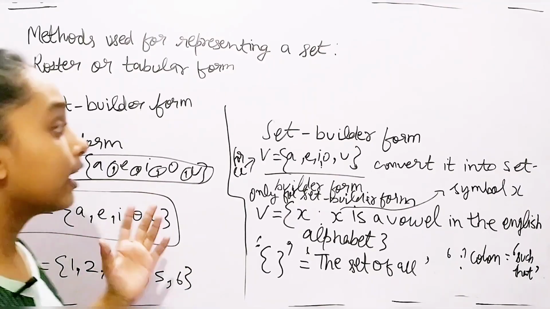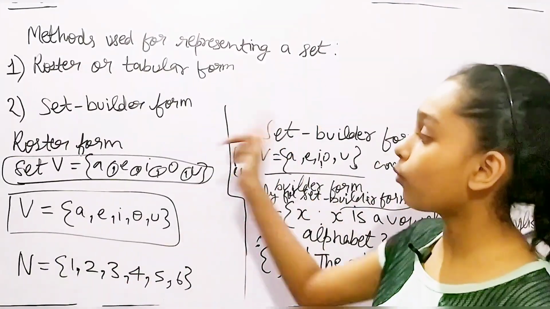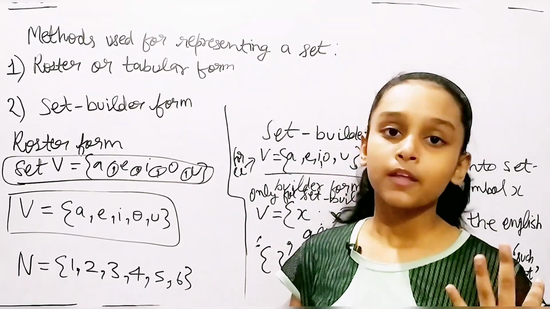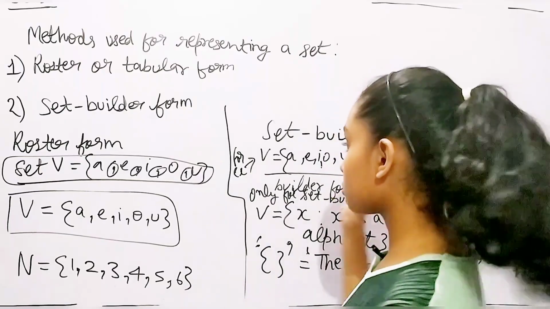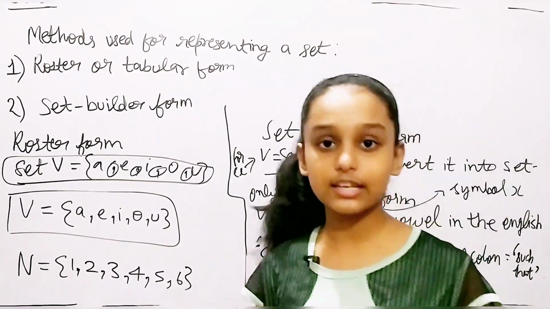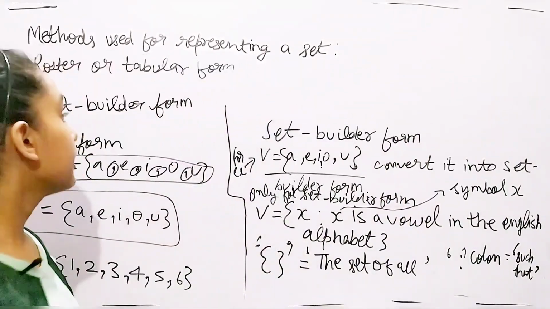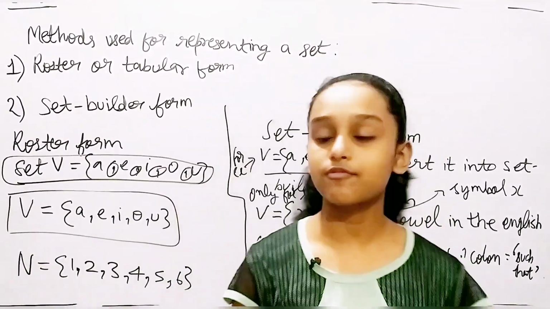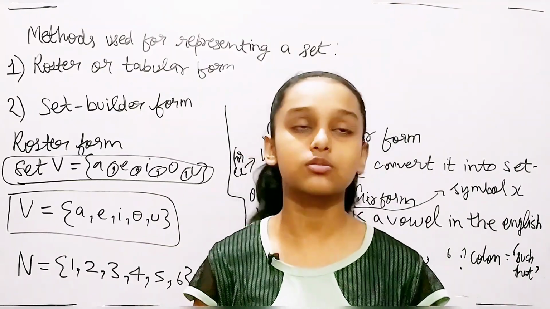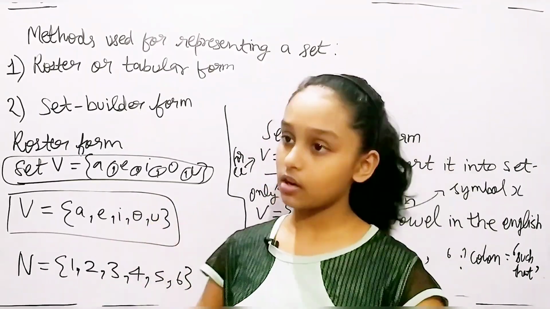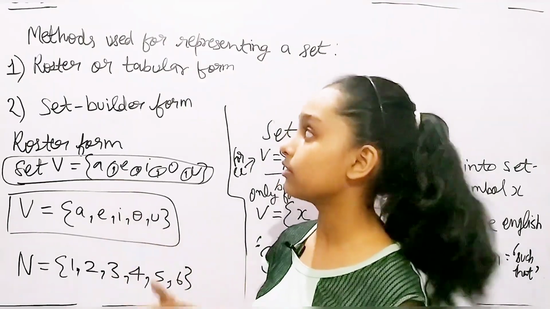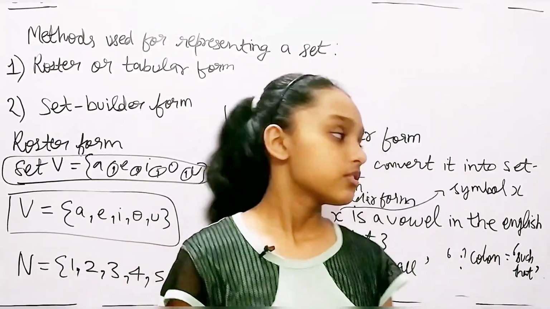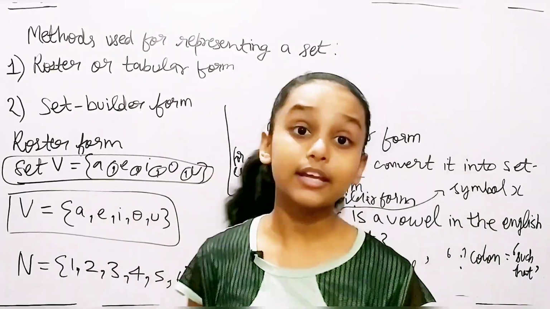I hope you all have understood set builder form and roster form, because they were actually the easiest methods. We just discussed these four methods in the easiest way. That's all for today, and in the next video we're going to continue after these methods. Maybe we'll do some examples and questions on this topic.